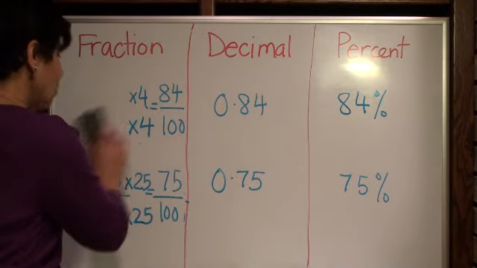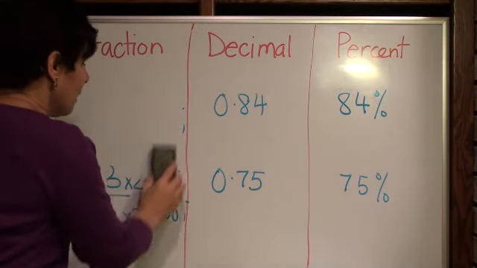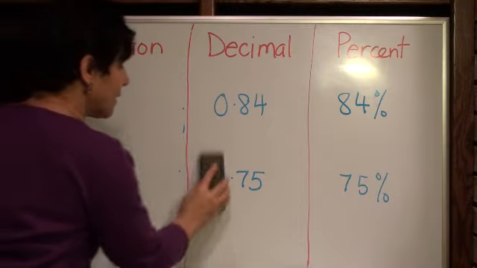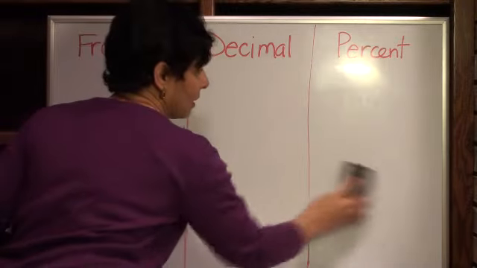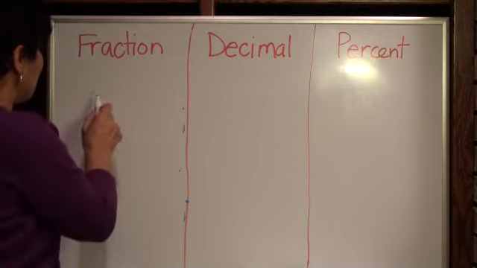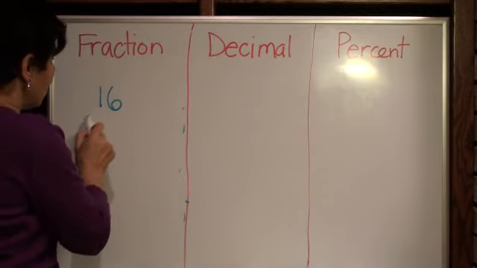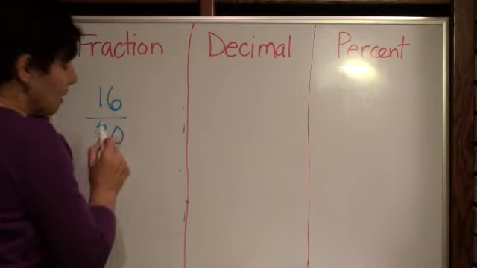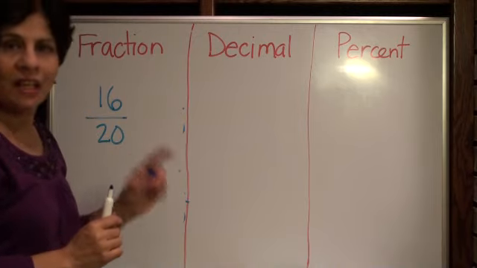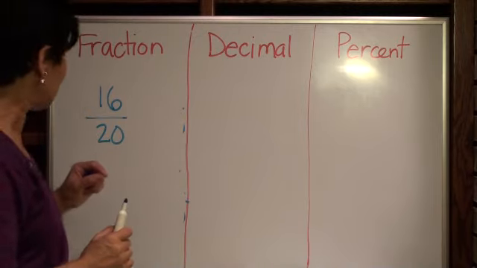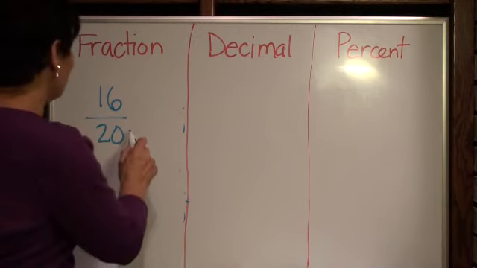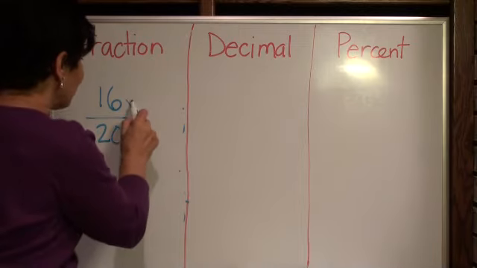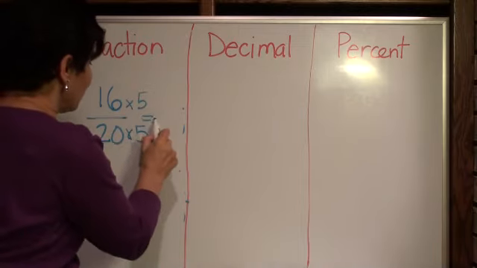The last one generally that comes up to be 100 as a denominator is when you have 20 for your denominator. Let's say you had 16 over 20. So what are we going to do? Change it again to 100. 20 times what is 100? Going to be 5. So we need to do 5.